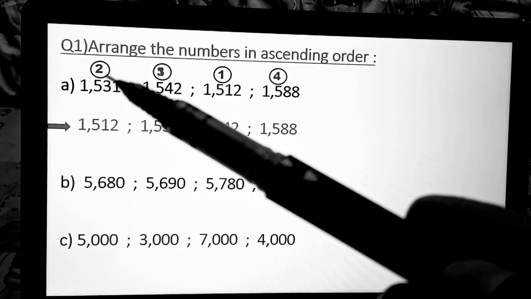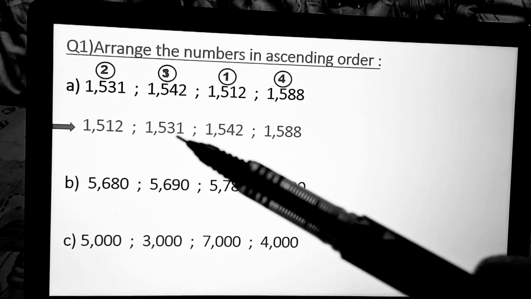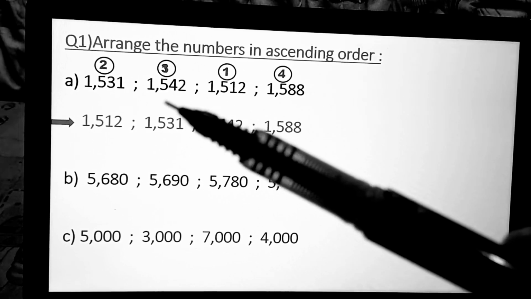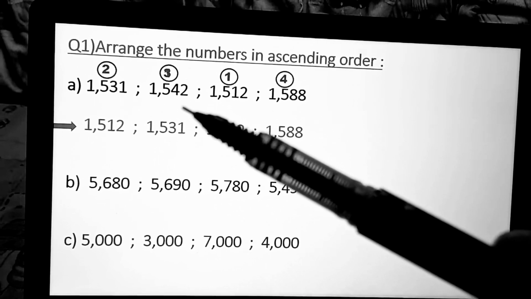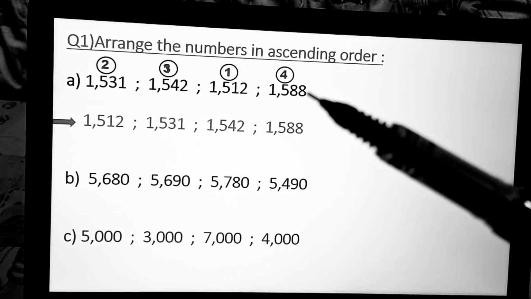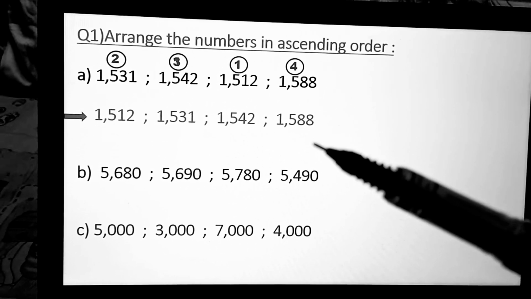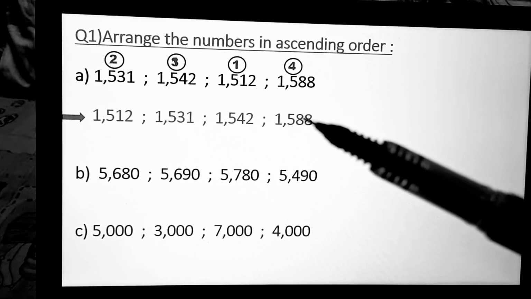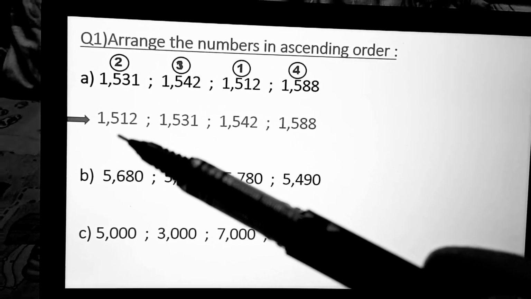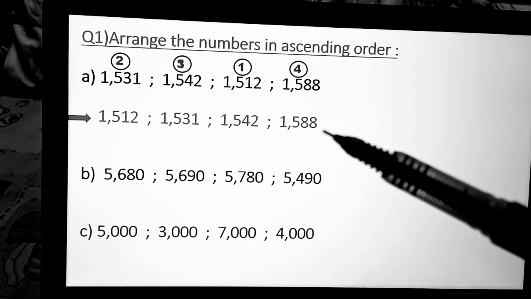1531. Give the position 2. We write it in the second position. Now the third one, 1542. So write here, and the largest one, the greatest one is 1588. So we write it at last. Clear? So we are arranging from the smallest number to the greatest number.